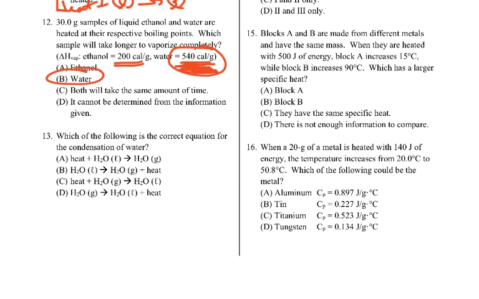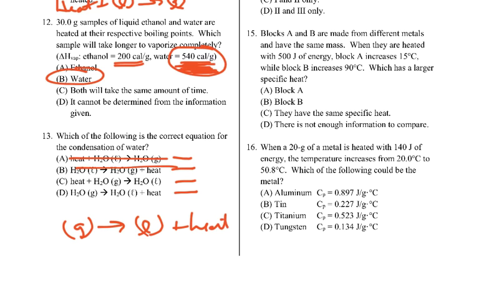13, which of the following is the correct equation for the condensation of water? You can see what's happening is these are the same equation, liquid to gas, and these are the same, gas to liquid. So they're backwards and forwards and heat's on different sides, so we have to figure out which one's correct. Condensation, we should know, is a gas changing into a liquid. So we can eliminate those first two because those are vaporization. Now, heat goes on the side that is more solid, so I'd say the liquid is the more solid side. So we're looking for an answer, gas going to liquid with heat on the right, answer D.